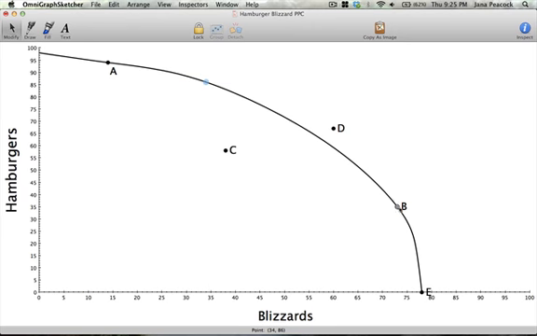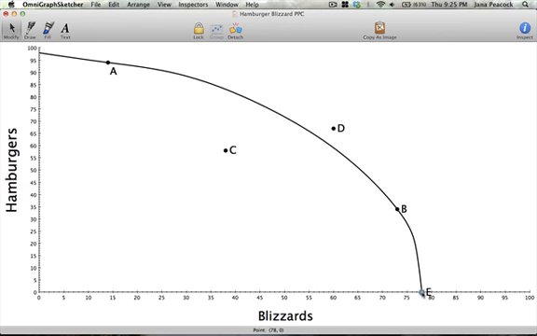And if we move further along here, we're moving into the blizzard section, and now you make 73 blizzards and you would have 34 hamburgers. So you see, to read it, you're going to go across your lines here to the appropriate axis. At the bottom, this dot represents making all blizzards.